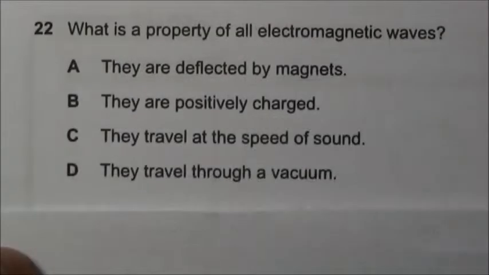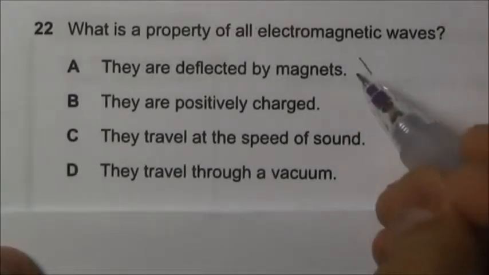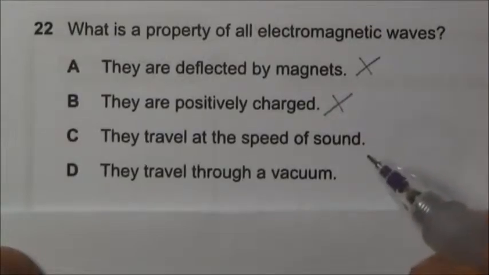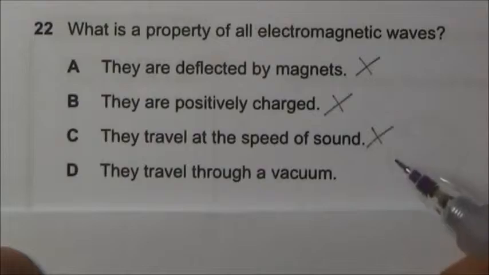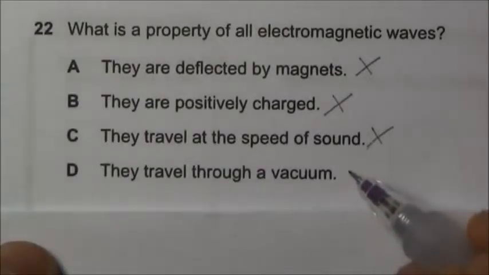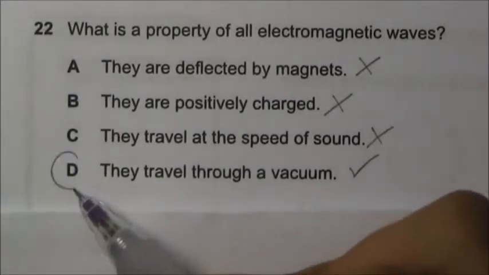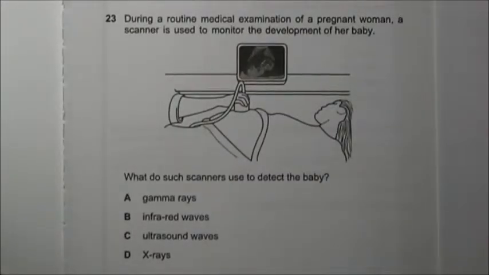What is the property of all EM waves? Let's go through all the options. They are deflected by magnets. This is wrong. They are positively charged. It's wrong also. They are neutral. They travel at the speed of sound. This is wrong because they travel at the speed of light in vacuum. And they can travel through a vacuum. This is correct. They do not need a medium to travel. So the answer is D.